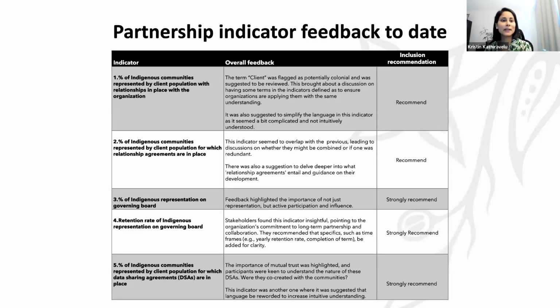Our partnership indicators were a little bit more varied. The ones that we suggested were the percentage of Indigenous communities that had been engaged with respect to developing policies and processes, Indigenous representation on a governing board, retention rate of Indigenous representation on governing boards, and for data sharing agreements, more specifically, the percentage of Indigenous communities who had signed an agreement.